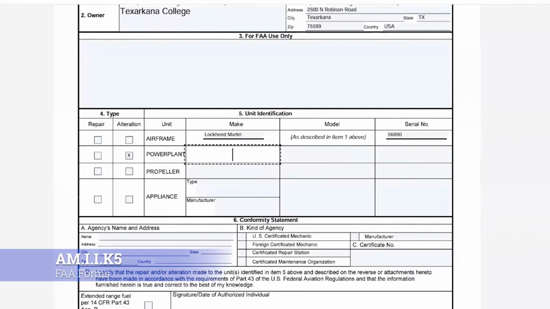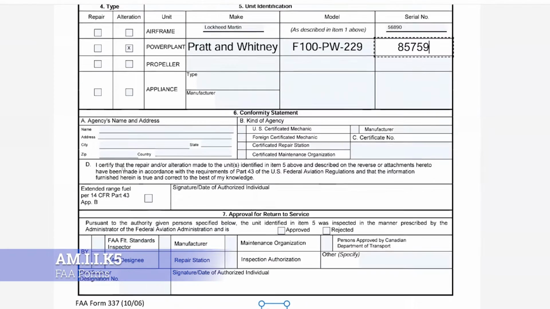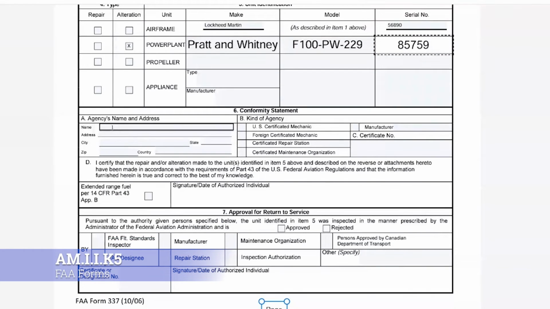Different aircraft can have different makes and models of engines, just like you can in a car. So in our case, we have the Pratt and Whitney, specifically the 229, and we just make up a serial number for it because it's a make-believe plane. I'd love to own an F-16, but not going to own one today.